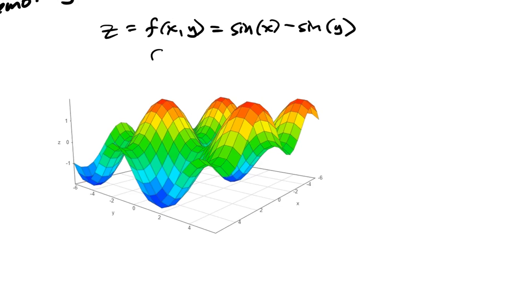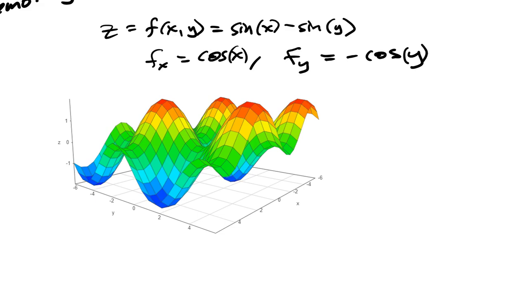So I'm going to take the derivative with respect to x, and I get cosine x. And then this part goes away because that's just a constant, right? And then f sub y will be, the sine x is gone because that's just a constant, and so it's just negative cosine of y, right? You can put parentheses here if you want, doesn't matter.